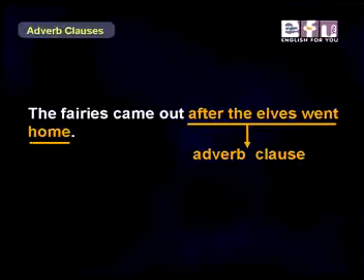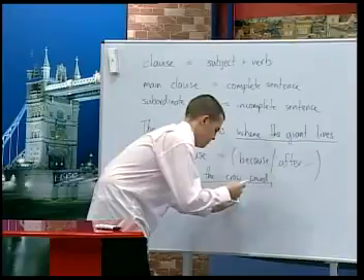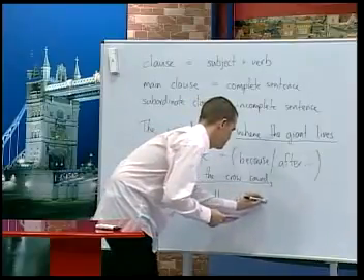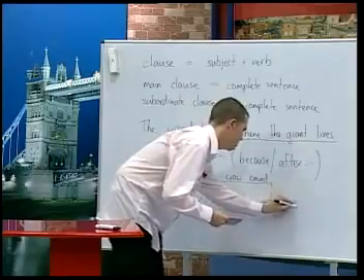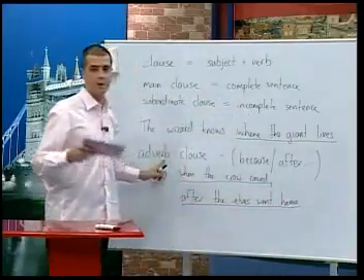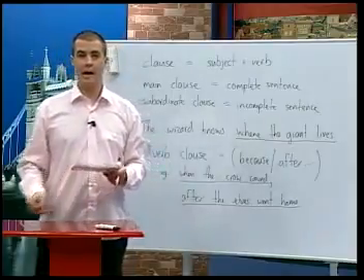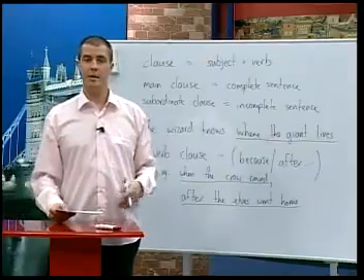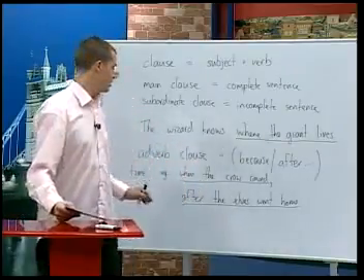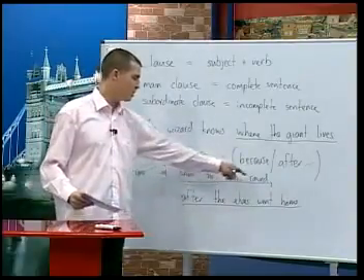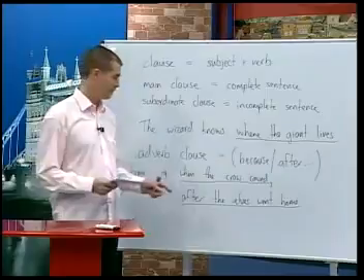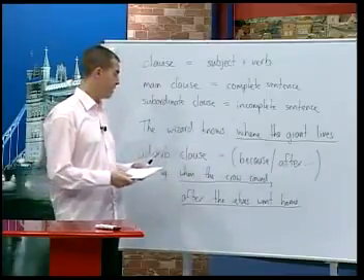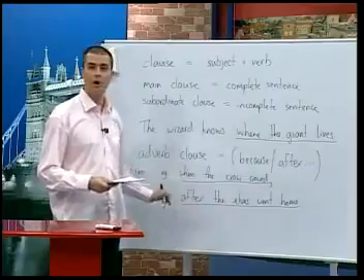Okay, in the second sentence, after the elves went home, is the adverb clause. After the elves went home. This is our adverb clause. It begins with the word after. It's a dependent clause, so it's not a complete sentence. But this one comes after the main clause, so there's no comma. When the crow cawed, comma, the giant woke up. And the second one is the fairies came out after the elves went home, so no comma.